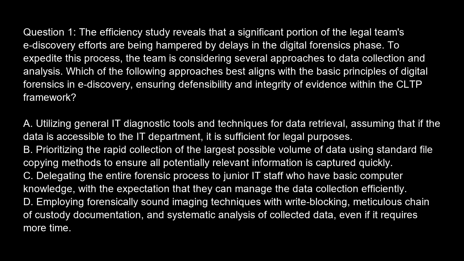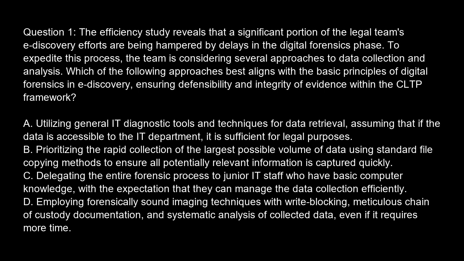Option A. Utilizing general IT diagnostic tools and techniques for data retrieval, assuming that if the data is accessible to the IT department, it is sufficient for legal purposes. Option B. Prioritizing the rapid collection of the largest possible volume of data using standard file copying methods to ensure all potentially relevant information is captured quickly.